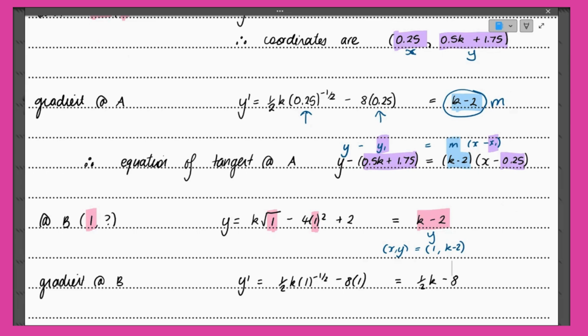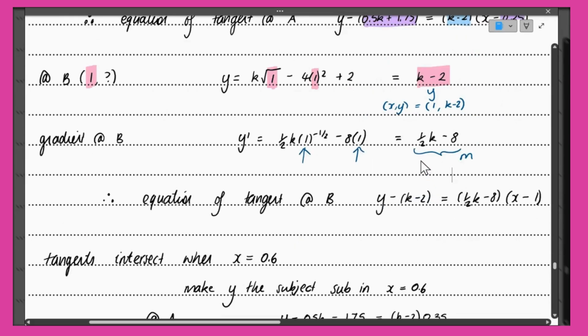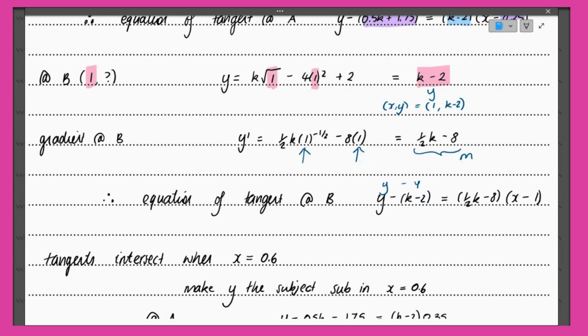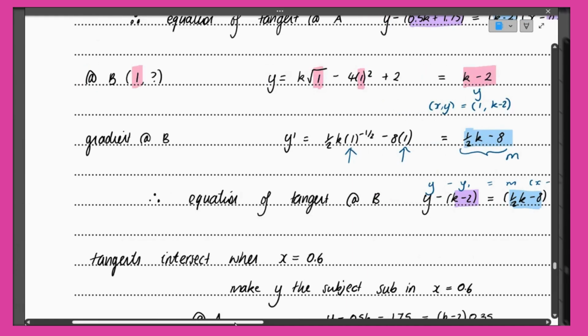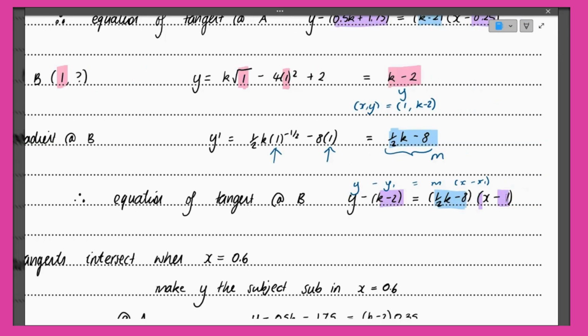We also need to find the gradient. So I did the same thing. I chucked 1 into the gradient formula. And I got this as our expression for m. And then I'm chucking it into y minus y1 is equal to m(x minus x1). So again, this is my gradient. I'm chucking it there. These are my points. Scroll over so you can actually see it. Those are my points there.